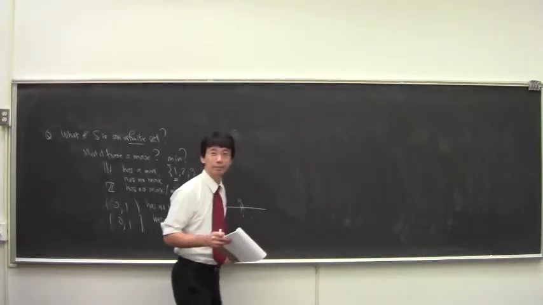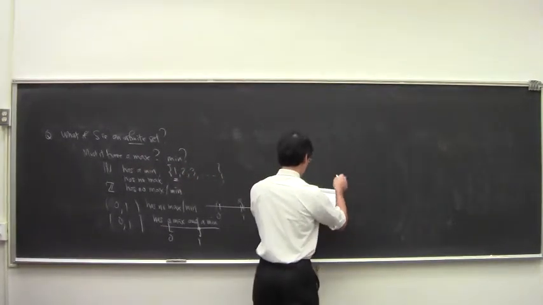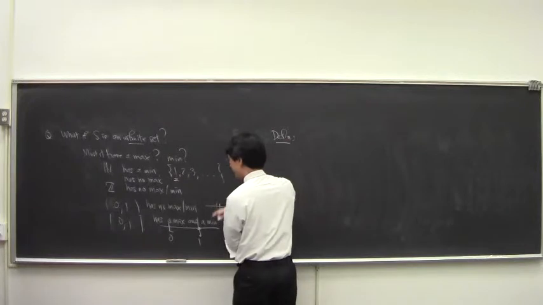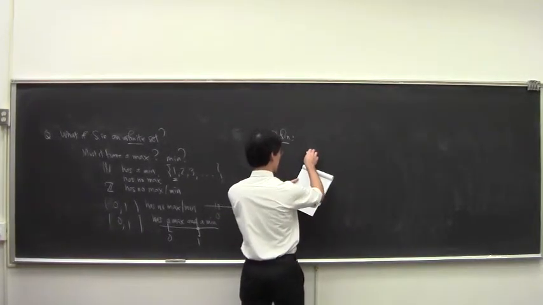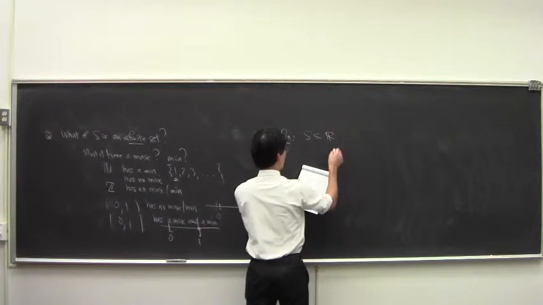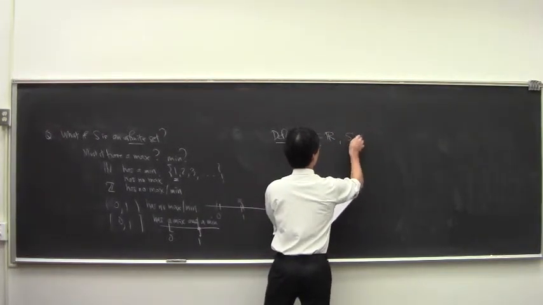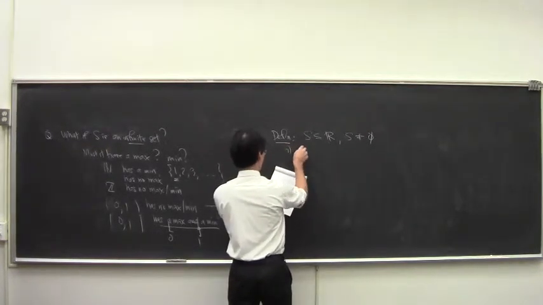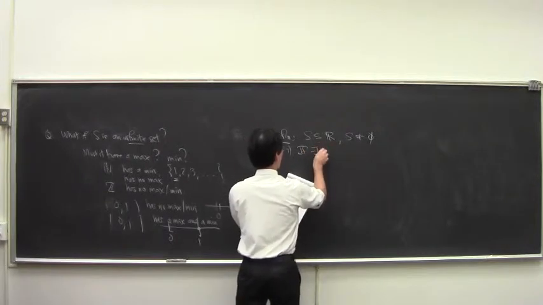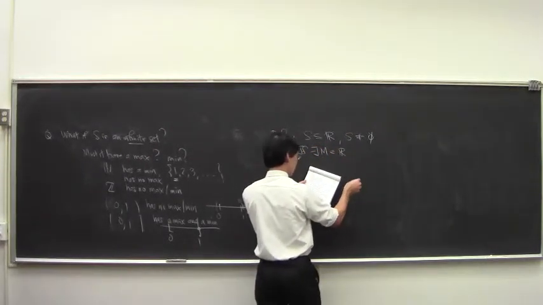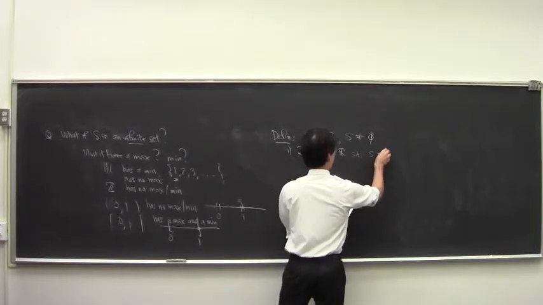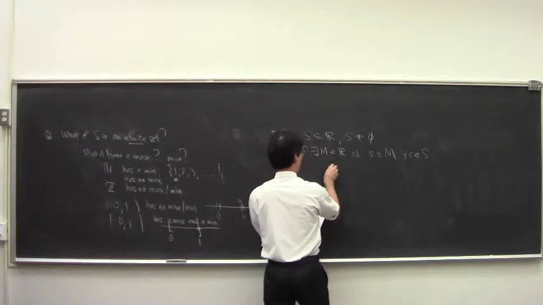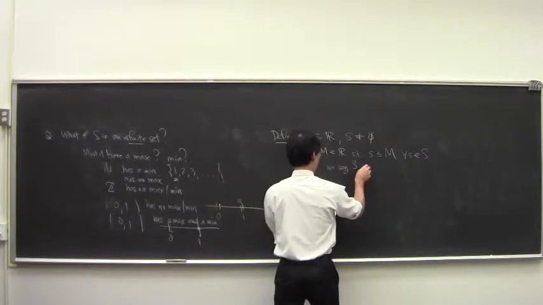Is that clear? These examples lead us to the following definitions. There's some language that we'll need. If you have a non-empty set S in R, and there exists a real number M such that s is less than or equal to M for all s in S, we say S is bounded above.